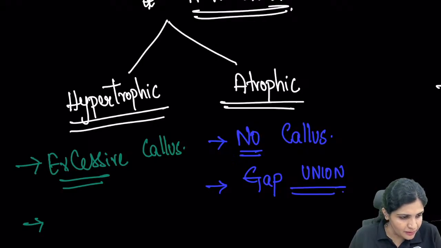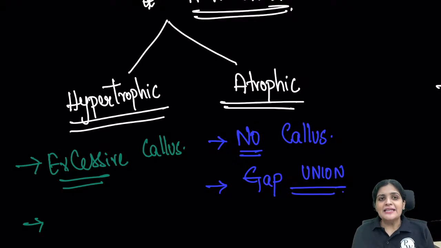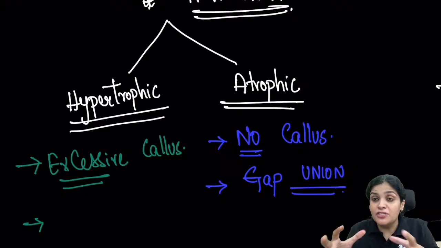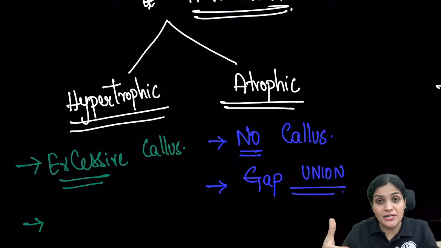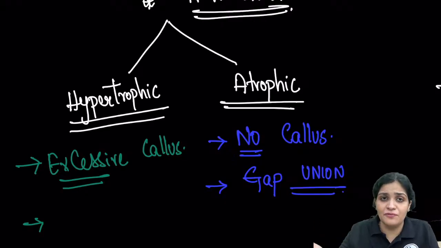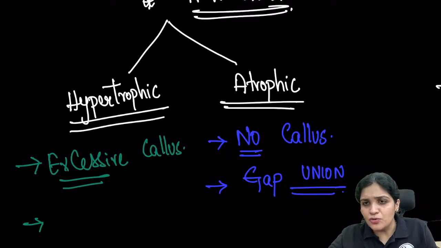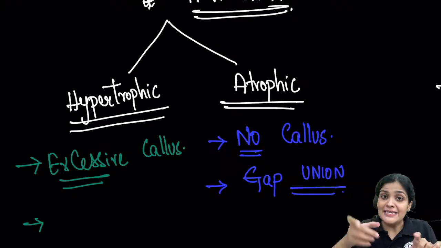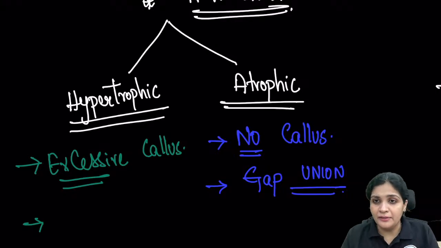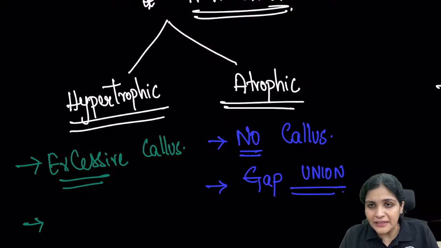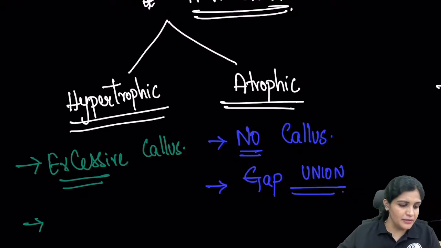Don't worry about that. So why, guys? There is a fracture and now union has to occur. That means the bone has to fuse. How does the bone fuse? We know that because of the callus it fuses. But in atrophic, we are sure that there is no callus, hence there is no fusion. But why do you think in case of excessive callus also there is no union? What could be the reason? Yes, Kalai, what could be the reason?